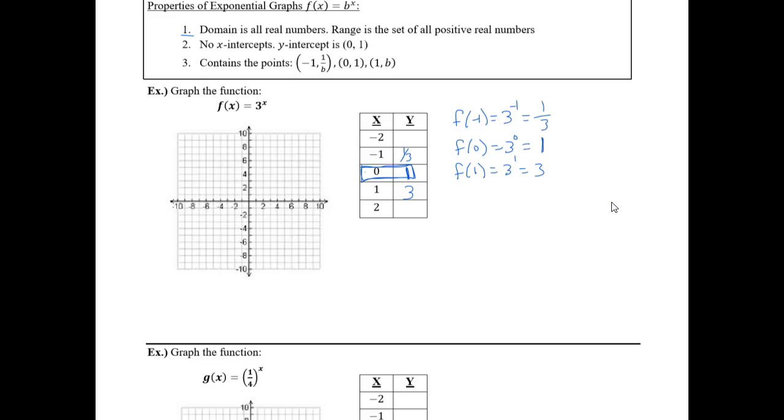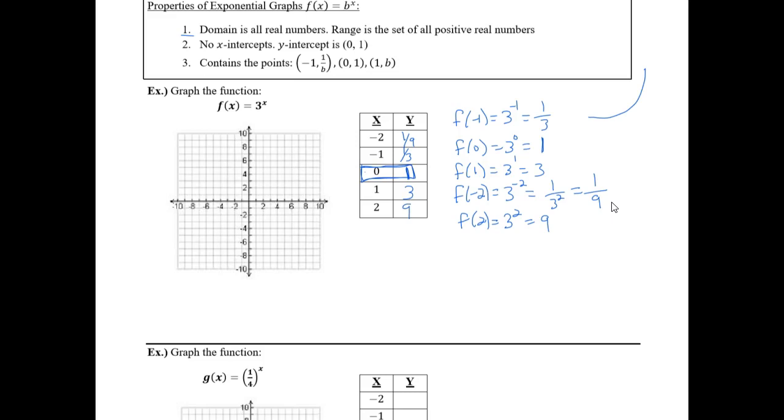Now with an exponential, because it's a curve, we're going to want to find more than just those 3 points. So I'm going to go ahead and plug in f(-2). So 3 to the negative 2 power. Again, that negative takes the reciprocal, makes the exponent positive now. And then we take 3 squared and get 1/9. And then lastly, f(2). So 3 squared is 9.